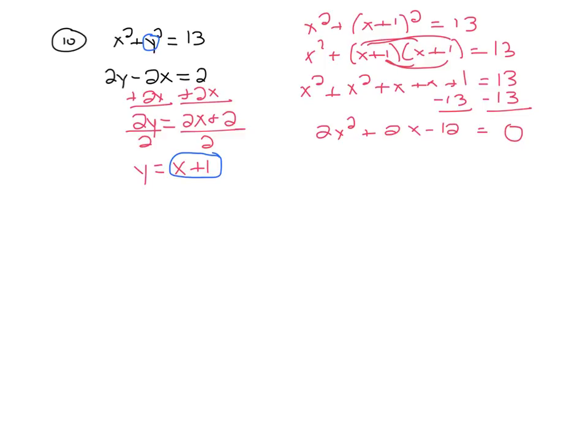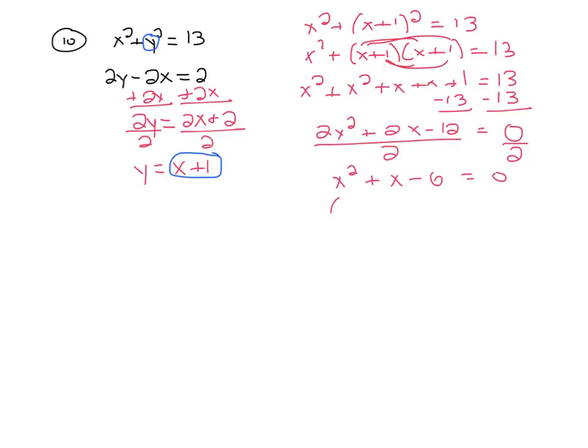Now to make the equation a little easier, since everything on the left is divisible by 2, you can factor it out, but I find it easier just to divide both sides by 2. That way you just get rid of it altogether. So when I divide the left-hand side of the equation by 2, I'm left with x squared plus x minus 6. And on the right, 0 divided by 2 is just 0.